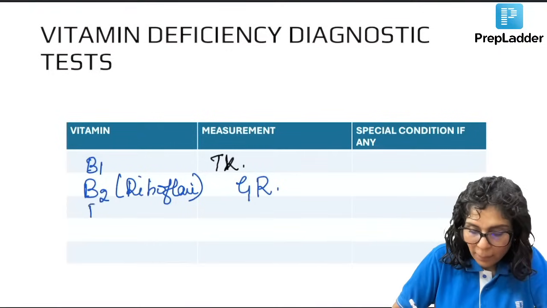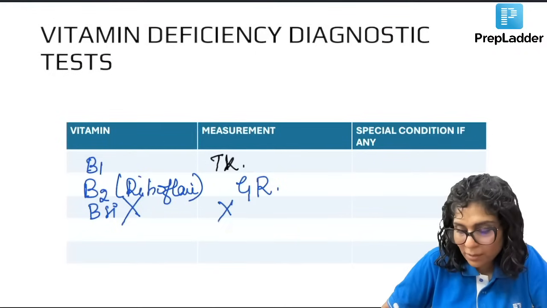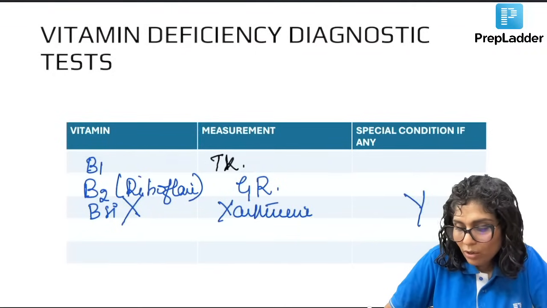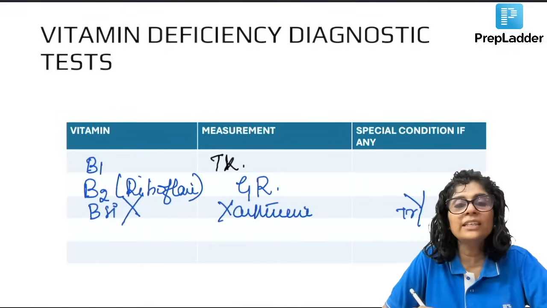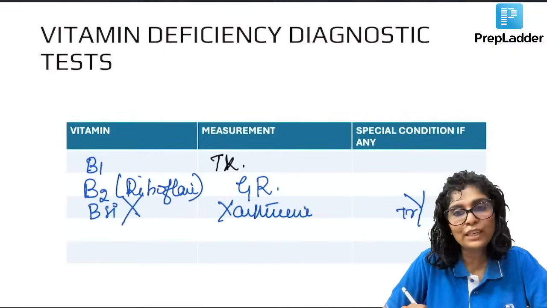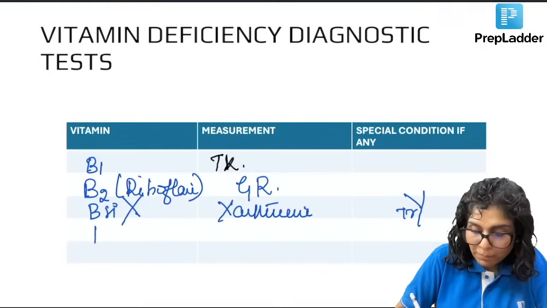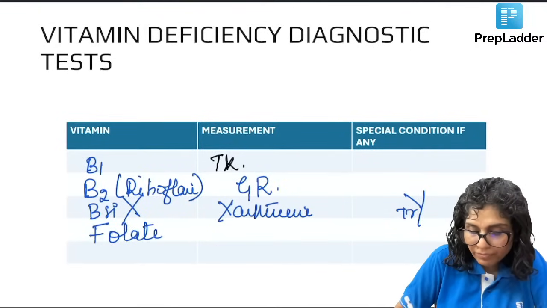Second one is B6. Just now I told you B6, what will you estimate? Xanthurenic acid level after what load? After tryptophan load. B6 is xanthurenic acid level after tryptophan load. After B6, let's learn about B9 or folate.